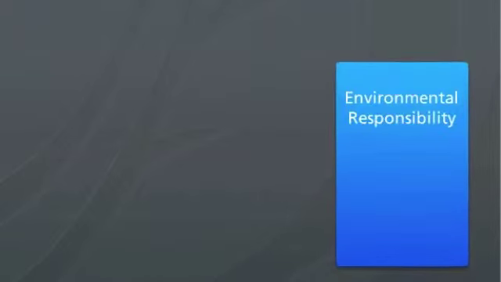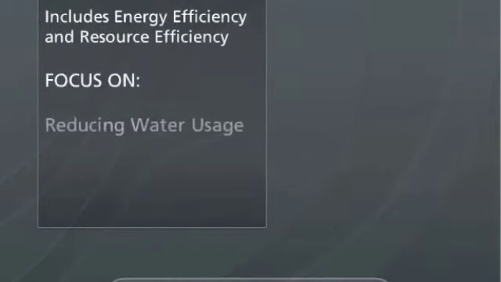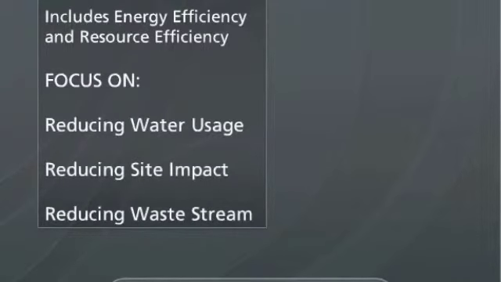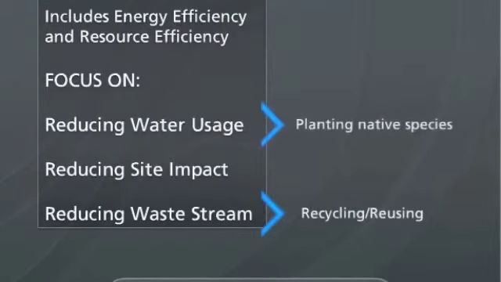Environmental responsibility overlaps energy and resource efficiency, but it also includes reducing water usage, site impact, and waste streams that are part of a new house, recycling and reusing packaging, reducing water use by planting native species on a new site, building on infill sites as opposed to greenfield development, building on a site to minimize erosion potential. These are all part of environmental responsibility.